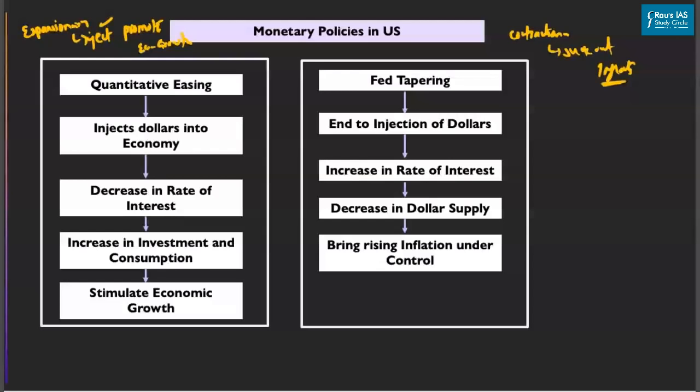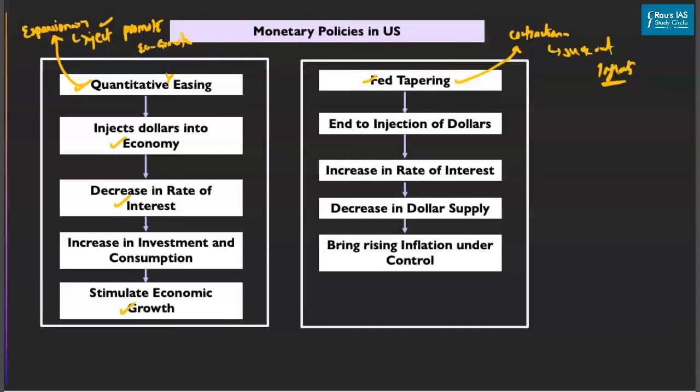So similar to these two, we have two types of policies in the US, that is quantitative easing and the Fed tapering. Quantitative easing can be considered a kind of expansionary monetary policy, whereas the Fed tapering can be considered a kind of contractionary monetary policy. So quantitative easing in the case of the US is basically done in order to inject dollars into the US economy, bring down the policy rates and thus promote economic growth. Whereas under the Fed tapering, the US Fed Bank finally decides to put an end to the quantitative easing.